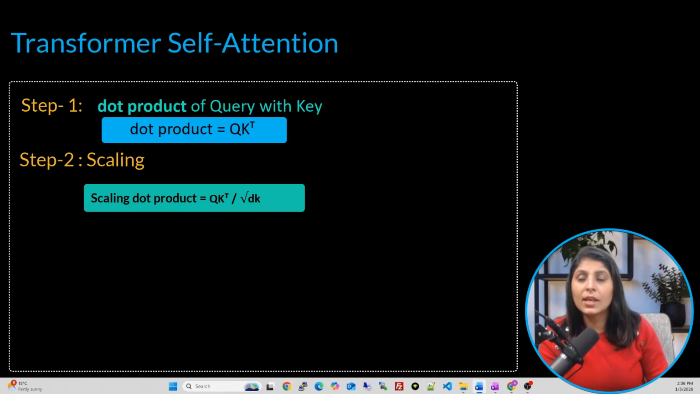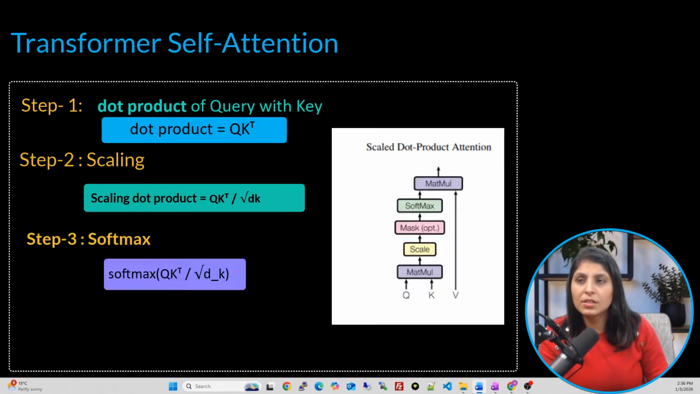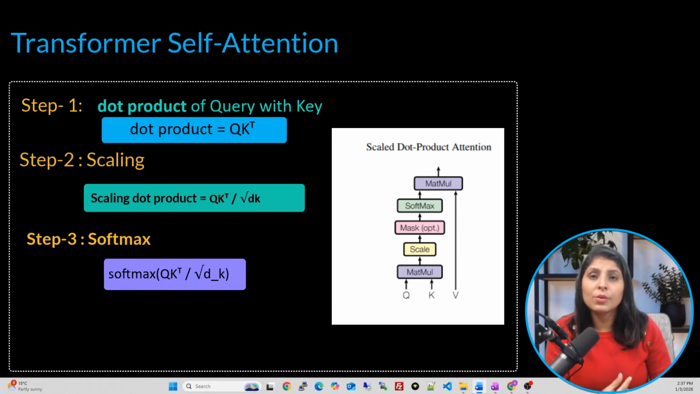Now after scaling, we will apply softmax. See, this is the formula, and this is the part which we are discussing. We are applying this softmax now. Why are we using softmax? Because softmax converts the scores into probabilities. After the softmax function, all the values will lie between 0 and 1. Each row will give you values, and if you sum those values, you will get 1.